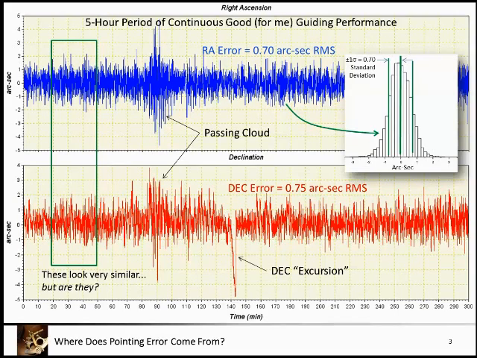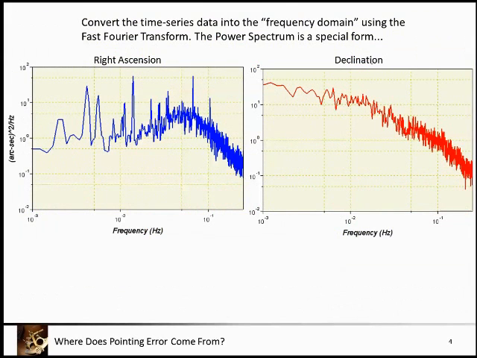I'm going to take the right ascension data and the declination data, convert them into the frequency domain, and when we do that, we get these two pictures. Now, the right ascension and declination look completely different. You'll notice that in the right ascension curve, and by the way, the vertical axis here is an unfortunately arcane sounding units of arc seconds squared per hertz. That's a normalization that's consistent with the so-called power spectrum, and the reason we're doing that I'll make clear here in just a second. But basically, if you look at the right ascension axis, you'll see that there's a number of peaks.